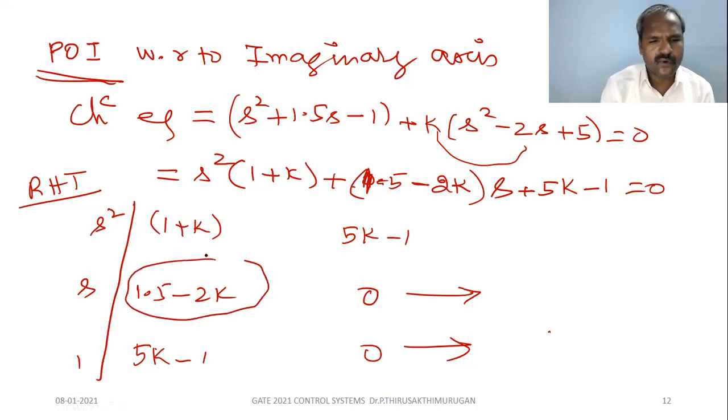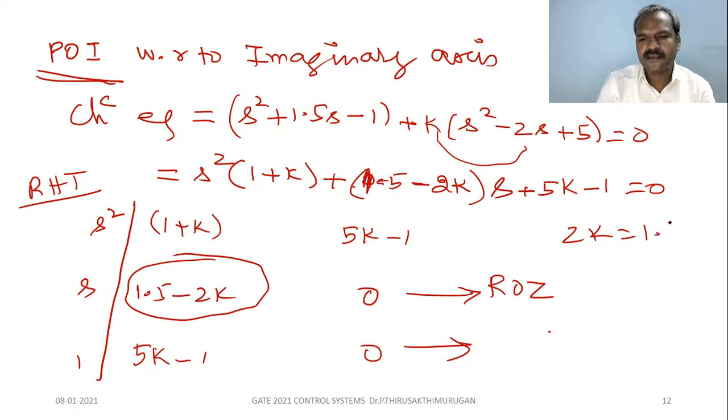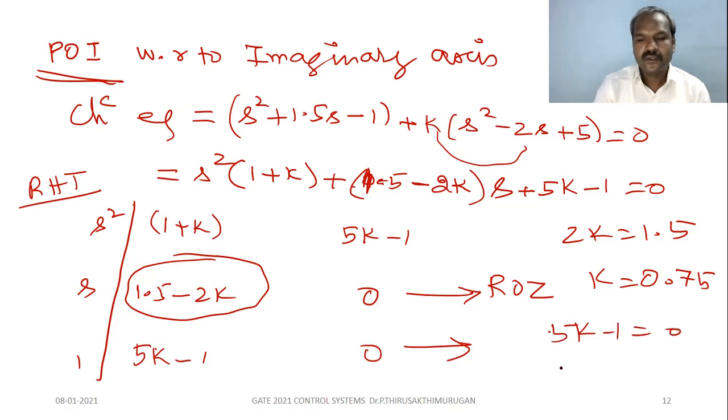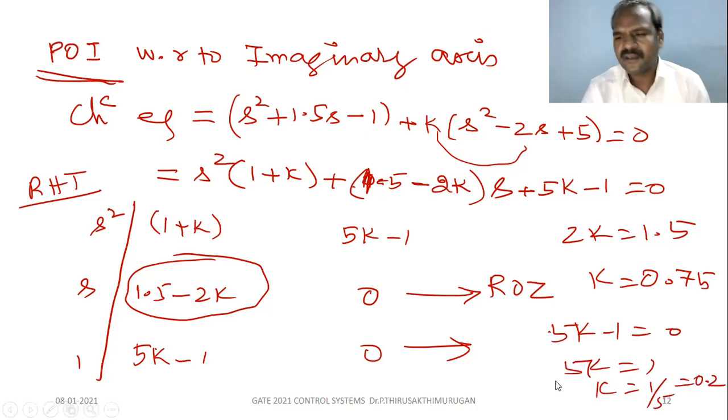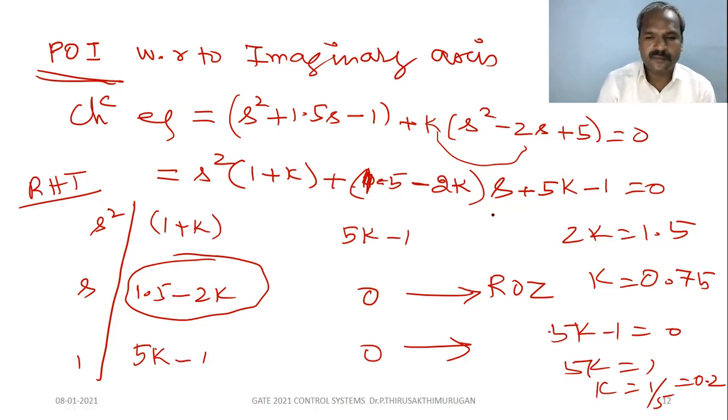So this row value can be made 0. So this can be row of 0. So 2k equal to 1.5, so k becomes 0.75. Okay. Since here, if we equate this one, 5k minus 1 equal to 0. So 5k equal to 1, k equal to 1 by 5, that is 0.2, right? So for marginal stability, k equal to 0, it becomes row of 0.